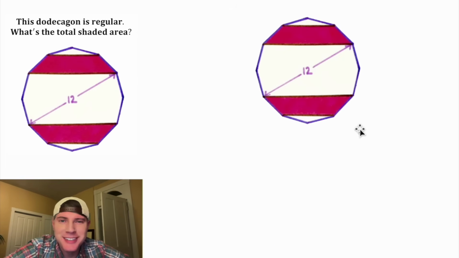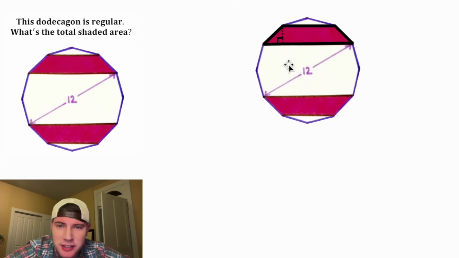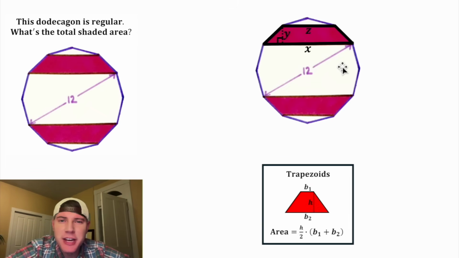First, let's focus on this top trapezoid, and let's draw this line perpendicular to the base. Let's call base 1 of the trapezoid X. Let's call the height Y, and we can label the second base Z. These are the notes for the area of a trapezoid. The area is equal to the height divided by 2 times the sum of the bases added together. And this will be the formula for this trapezoid. It'll be the height Y divided by 2 times the sum of these two bases added together.